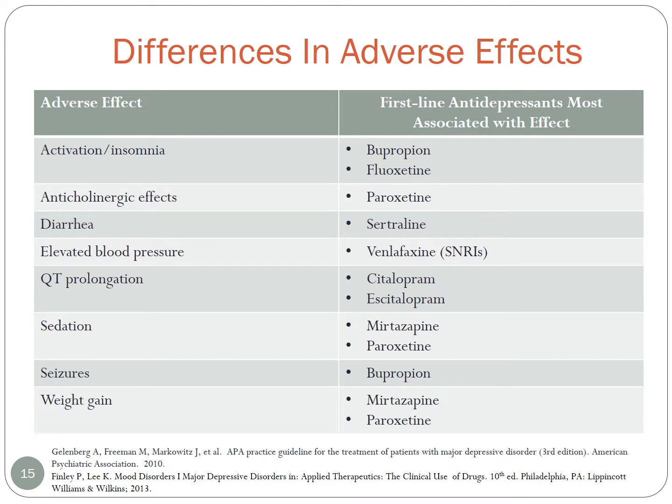And then patients on citalopram and escitalopram may require electrocardiogram monitoring because these medications can prolong the QT interval, which can lead to arrhythmia. Mirtazapine and paroxetine are typically more sedating, so those are usually dosed at bedtime. And then bupropion has the potential to lower the seizure threshold, so this is not a good medication to use in patients with a history of seizures. And finally, of the first-line medications, mirtazapine and paroxetine are more likely to cause weight gain.